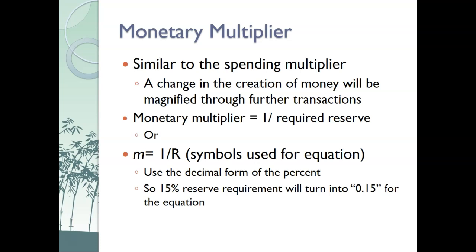So just like before, we have a multiplier. So in this instance, monetary multiplier is 1 over the required reserve. The required reserve, the symbol is typically a capital R, although RR can also be used, not a big deal. We do use the decimal form just to really clarify. So if you have 15% required reserve, you'll be dividing by 0.15 for the equation.